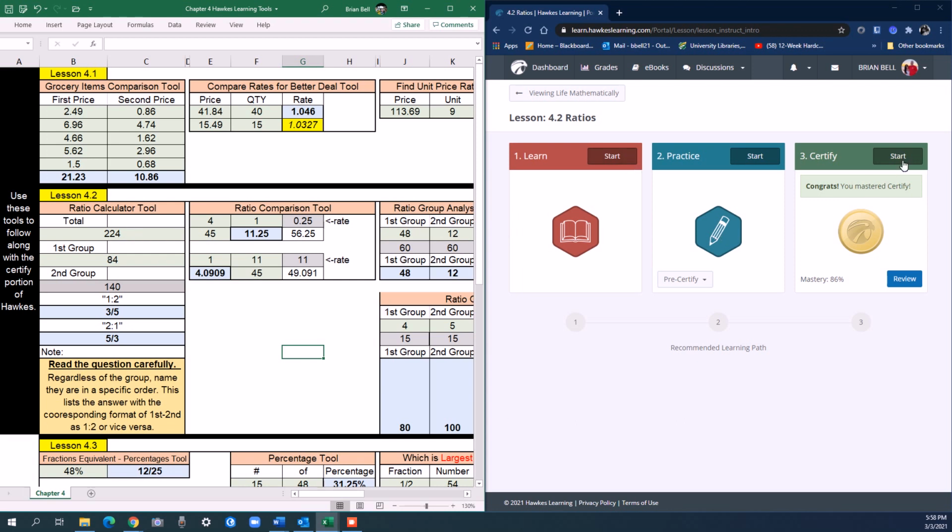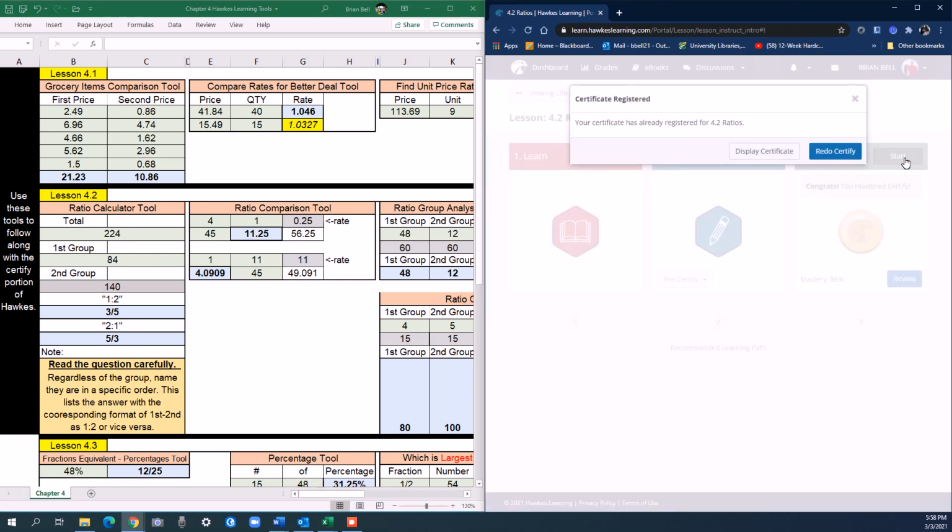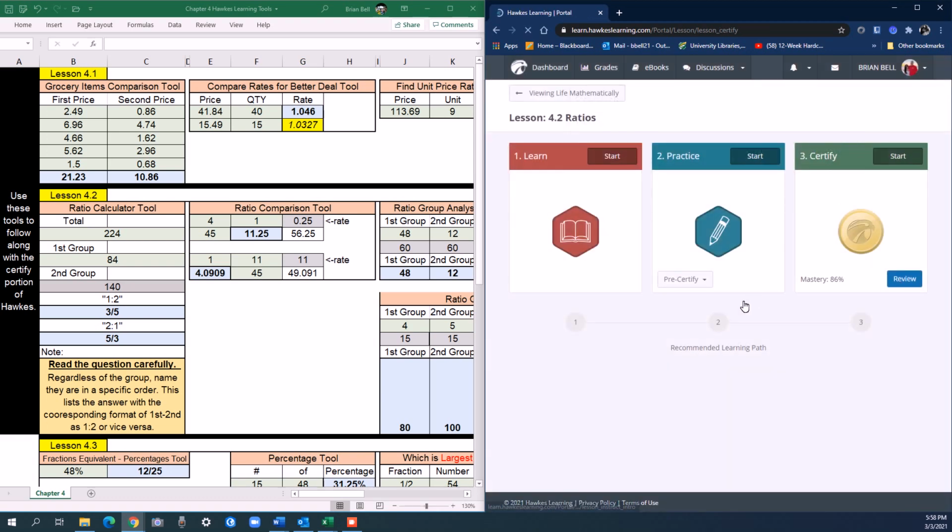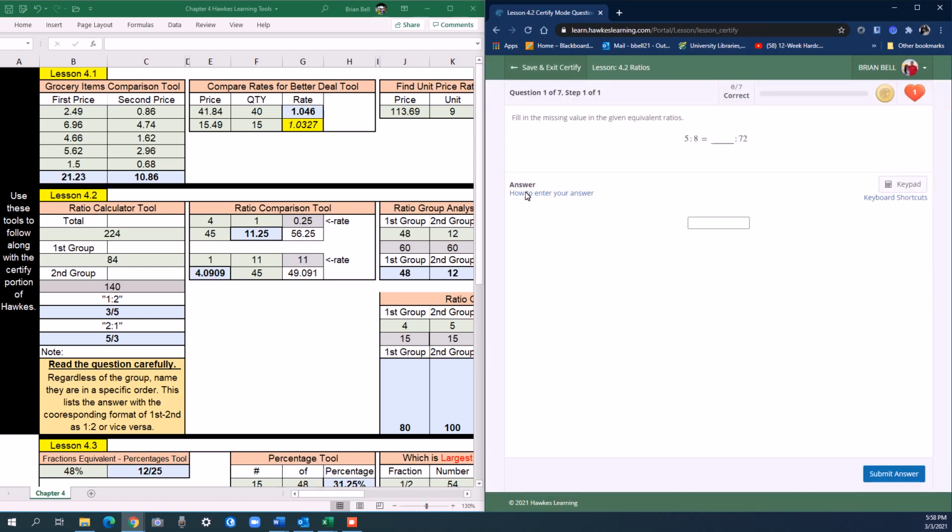I'm going to go to certify. Okay, redo certify. All right, so it says fill in the missing value in the given equivalent ratios. Now you'll notice here that it says 5/8 equals what to 72. Now this is in the ratio comparison tool, and the reason why I'm using this one is because it's giving you the second number here. Now if it was giving me the first number, I would want to use this one. And you'll see that the answers pop out in these blue boxes.